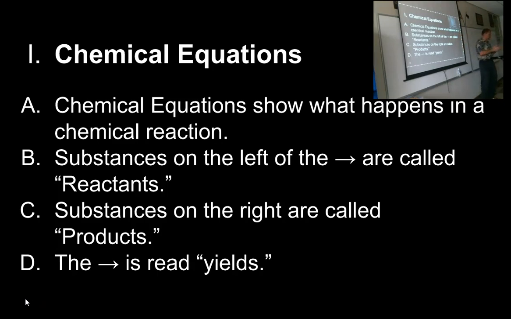Something has changed. Something has happened. And so instead of using an equal sign, we use the little arrow that says that these things become this thing. And that arrow, when you're reading a chemical equation, you say yields. It yields. It does this. It produces this. Okay. So an example of a chemical reaction.